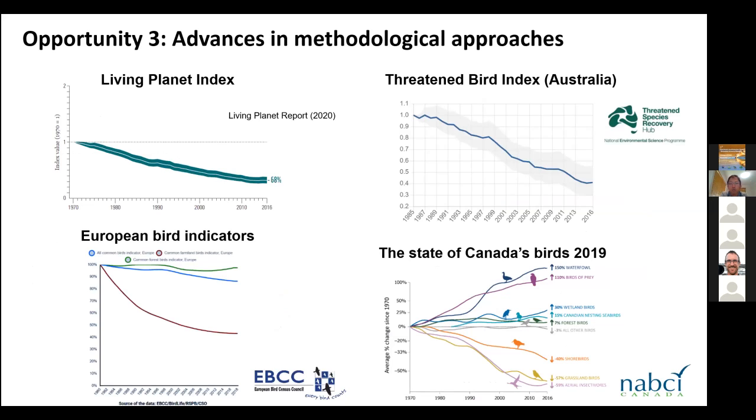A third opportunity is recent advances in methodological approaches. Now, a number of species population indicators are being developed, such as the Living Planet Index covering the entire world, European bird indicators for the whole of Europe, and some other country-level indicators like the Threatened Bird Index in Australia. So this means that a number of useful methodological approaches have already been well established and can easily be implemented when developing shorebird indicators in the East Asian Australasian Flyway.